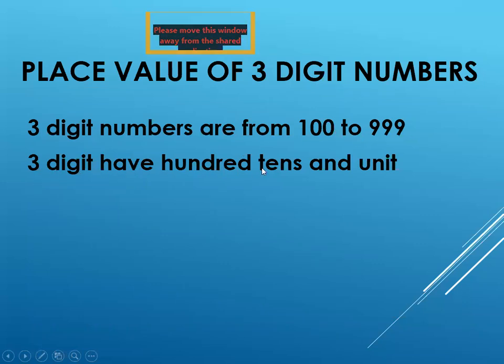Three-digit numbers have hundred, tens, and unit places. In a three-digit number, we have hundred, tens, and unit places. Three-digit numbers are from 100 to 999, and three-digit numbers have the places hundred, tens, and units.